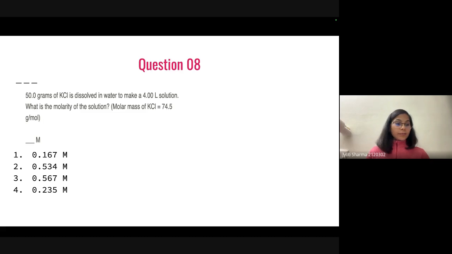Okay, Andrela gave me the answer first, that is 0.167. So the answer is 0.167. And how? Given mass upon molar mass, so 50 upon 74.5, and divide by the volume of the solution, which is 4. So this is how you will have the answer, that is 0.167.